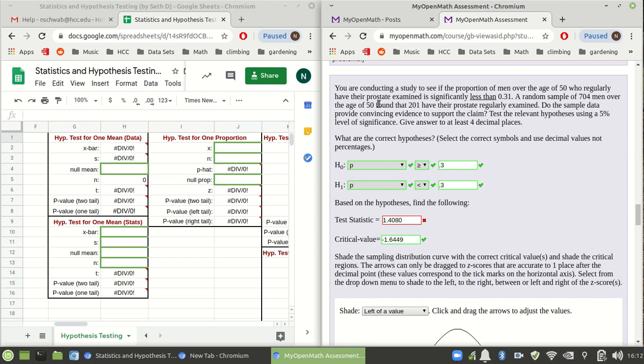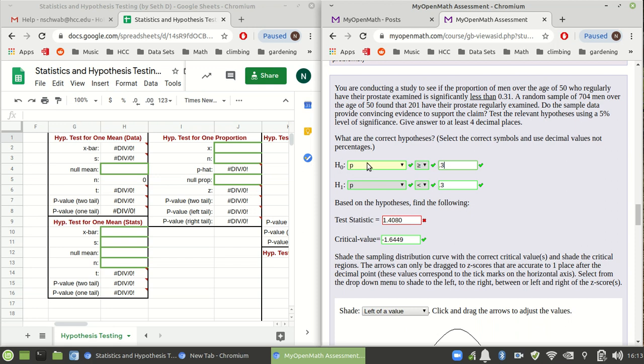I want to talk about this problem. You're conducting a study to see if the proportion of men over the age of 50 who regularly have their prostate examined is less than 31%. A random sample of 704 men over the age of 50 found that 201 get examined. Do the sample data provide convincing evidence to support the claim? Test the relevant hypothesis using a 5% level of significance. Give the answer to at least 4 decimal places.